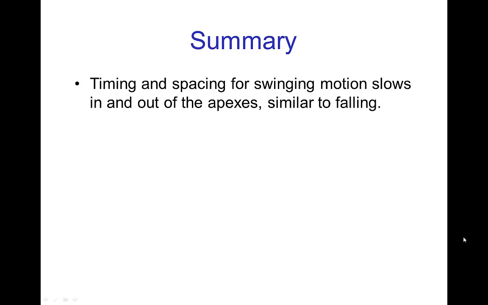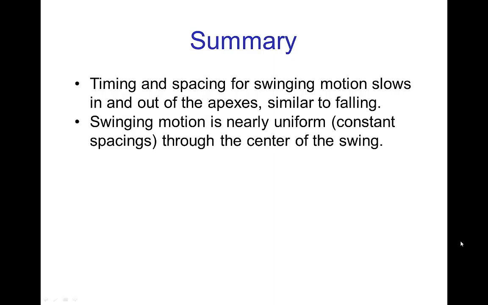So, in summary, the timing and spacing for swinging motion has a slowing in and out of the apex, somewhat similar to falling motion. It's not quite the same as the odd rule as we saw before, but it has a somewhat similar slowing in and out. The swinging motion near the bottom of the swing, through the center of the swing, is nearly uniform. So that part of the motion is more or less constant spacing.